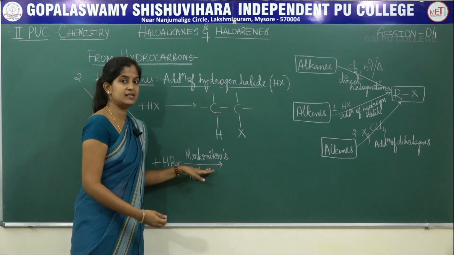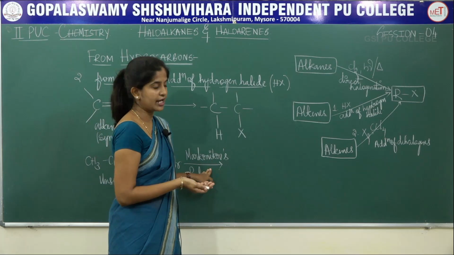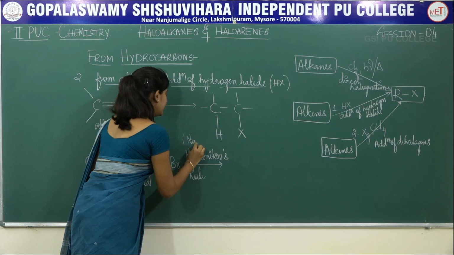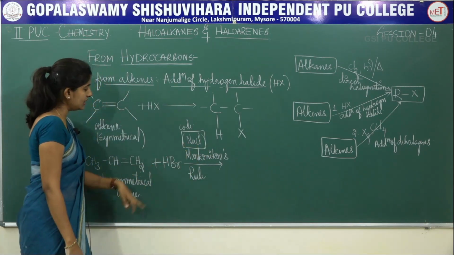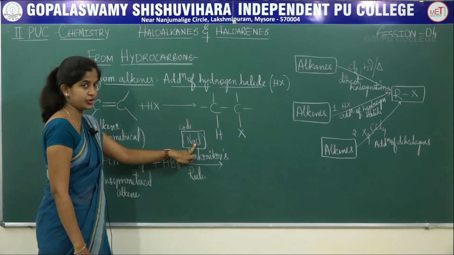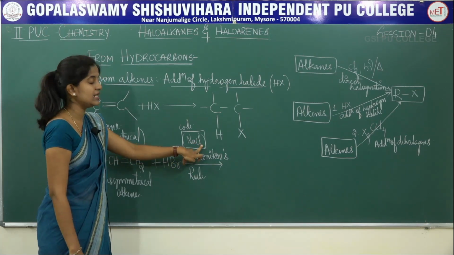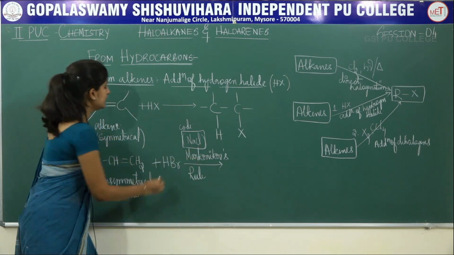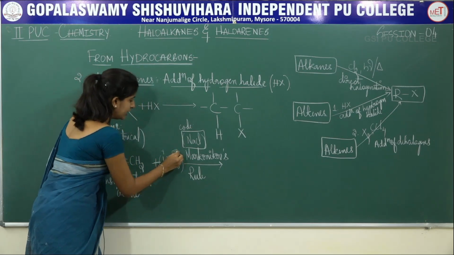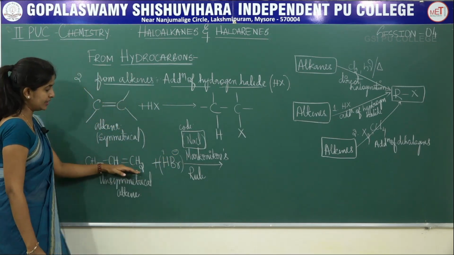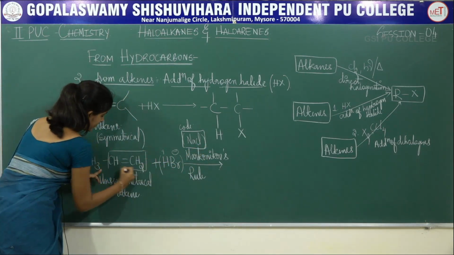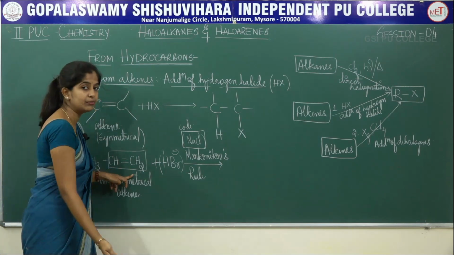We have already discussed this in your first PUC, also in your general organic chemistry sessions. What is this Markovnikov's rule? The code word you have to remember is NaCl. What is this NaCl? The negative part of the reagent adds to the carbon having the least number of hydrogens. In this reagent, this is positive, this is negative. So the negative part of the reagent adds to the carbon of the carbon-carbon double bond having the least number of hydrogens.